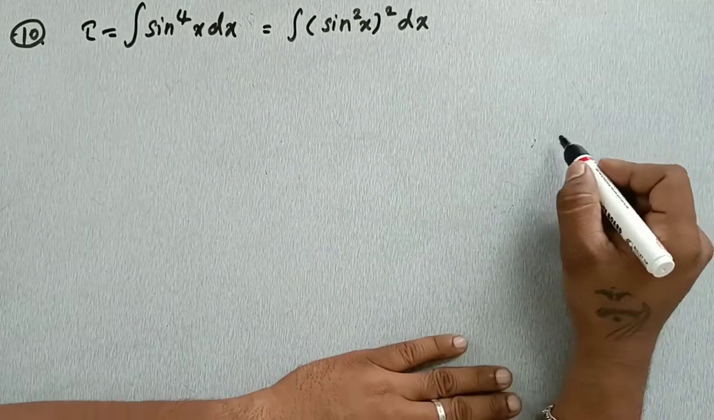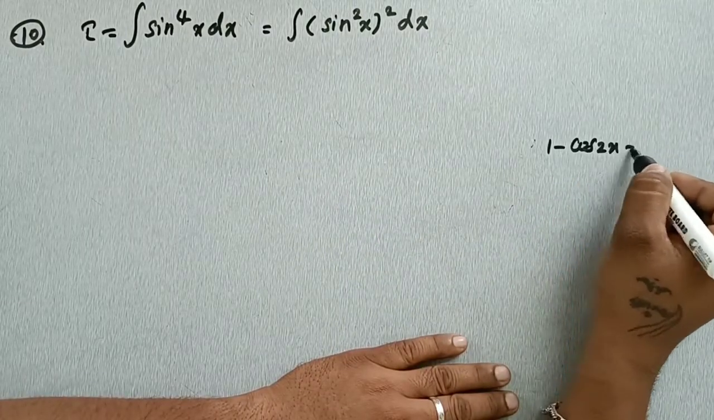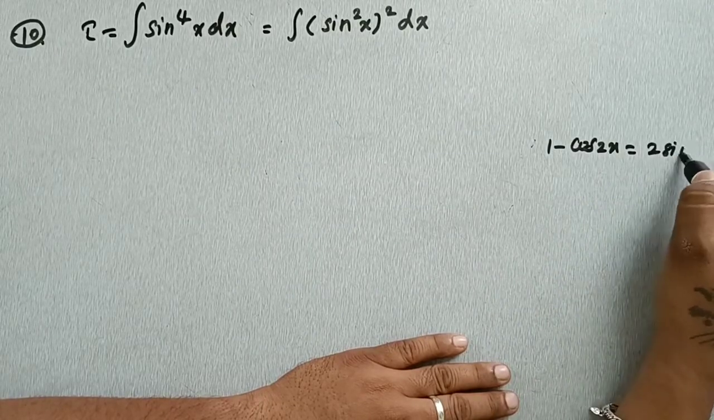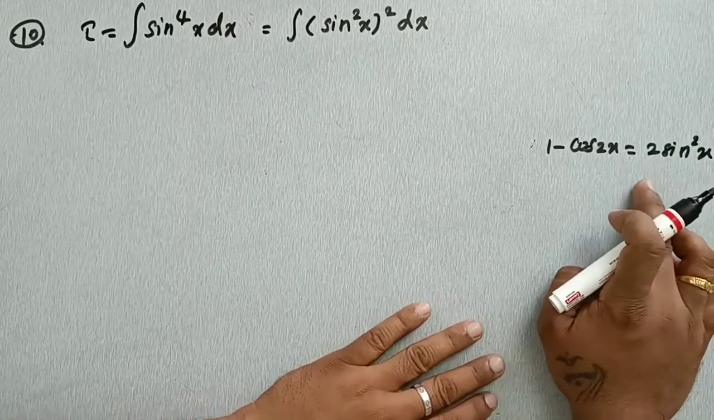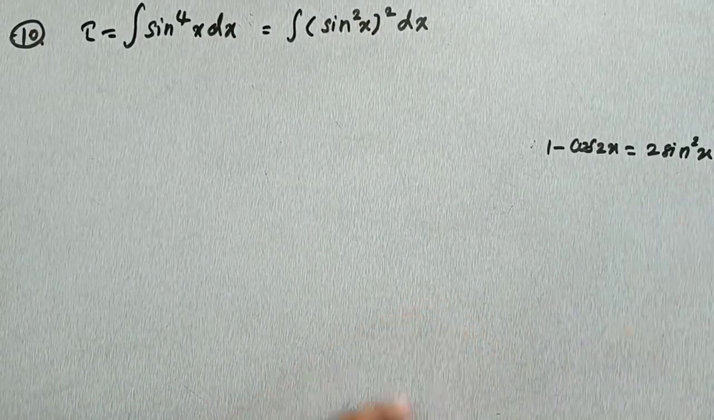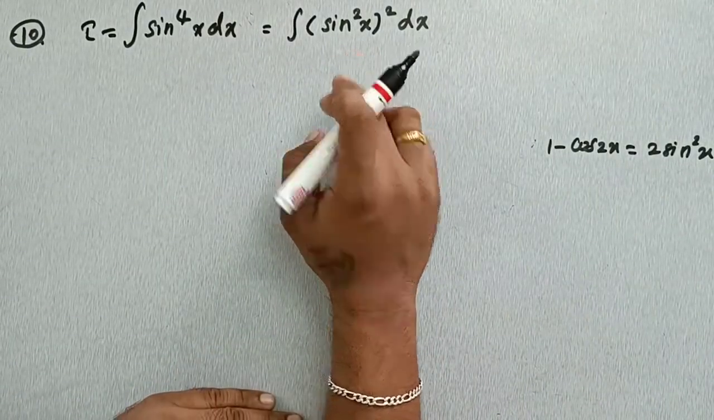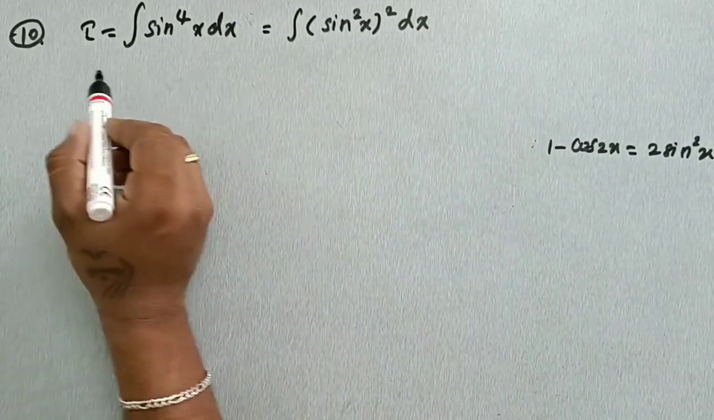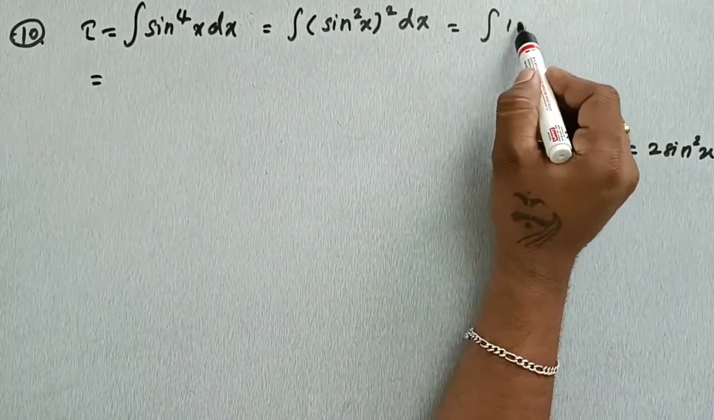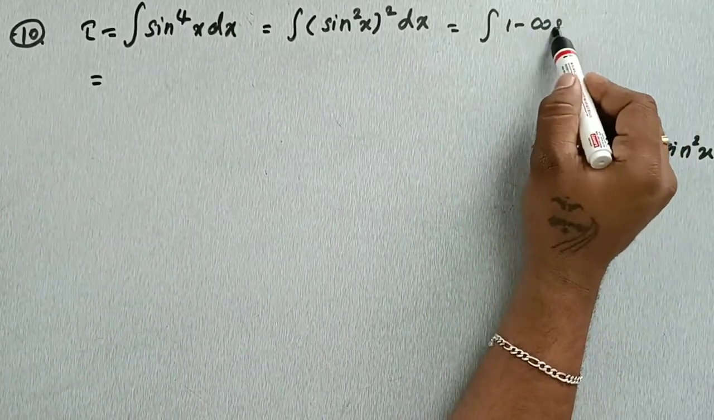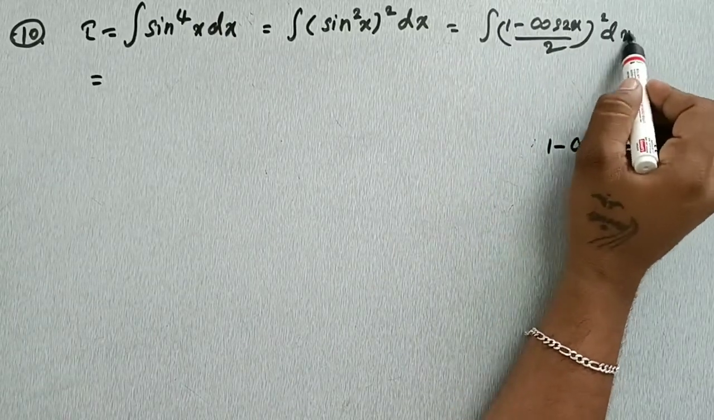To convert sine square, I know that 1 minus cos 2x equals 2 times sine square x. Using this I am going to convert here. So sine square x equals (1 minus cos 2x) divided by 2, and the whole square. So I am going to write it as integral of ((1 minus cos 2x) divided by 2) whole square dx.